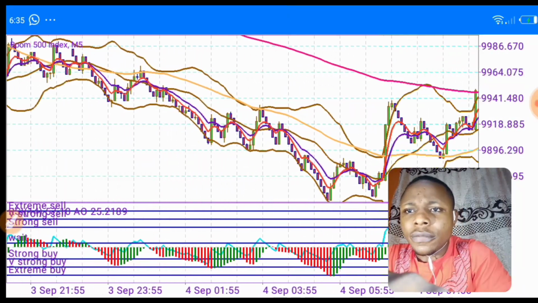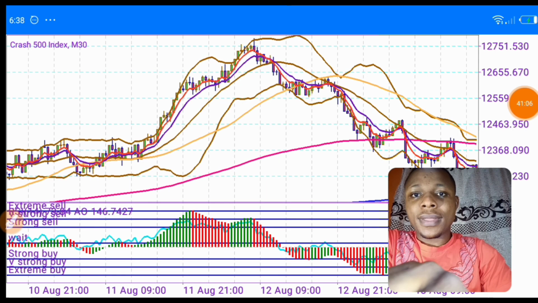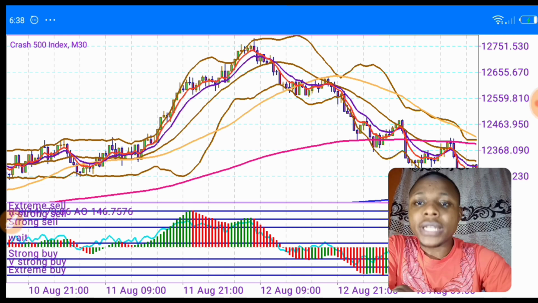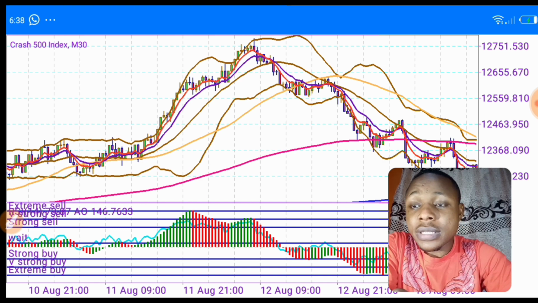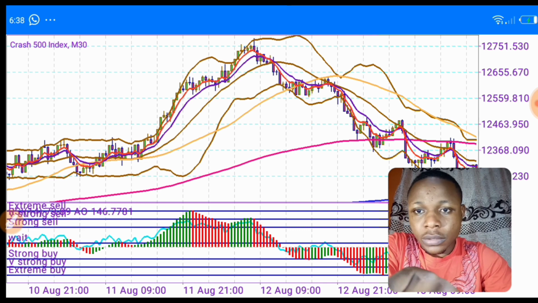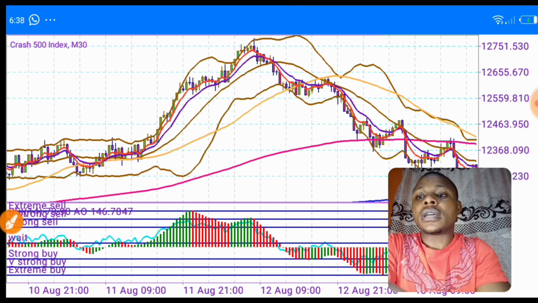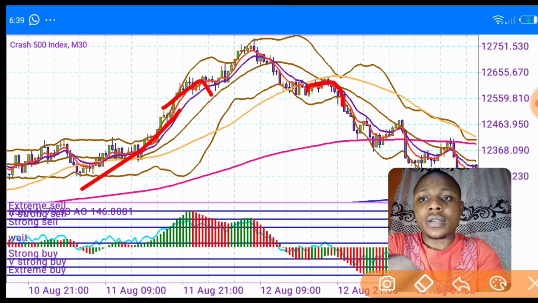This one is not forming well. Okay, let me pause the video so it won't waste. Yeah, here we go. I found a perfect example of head and shoulder market structure on Crash 500, 30 minutes time frame, between August 11 and 12. So you can see the trend has been on the uptrend. Can you sight the head and shoulder over here? This is the first shoulder, this is the second shoulder, and this is the head.